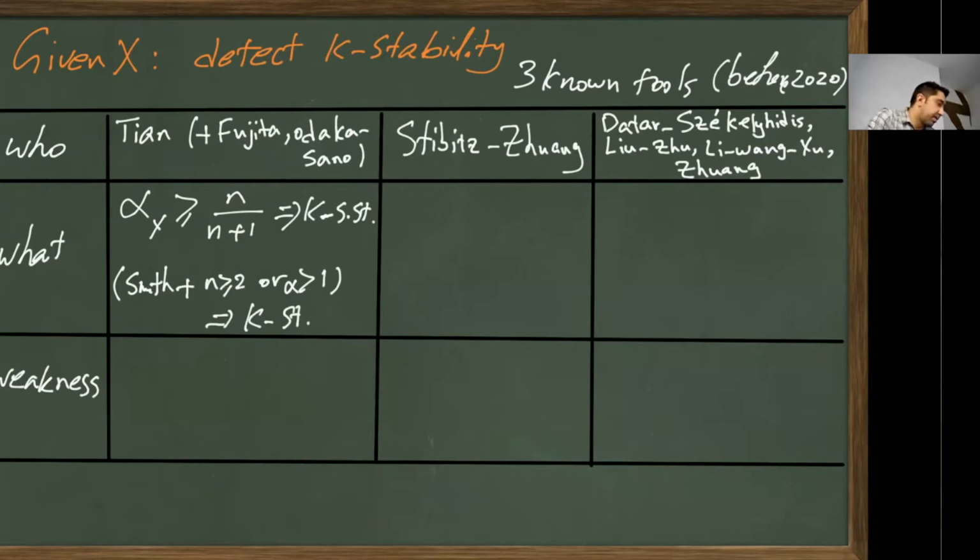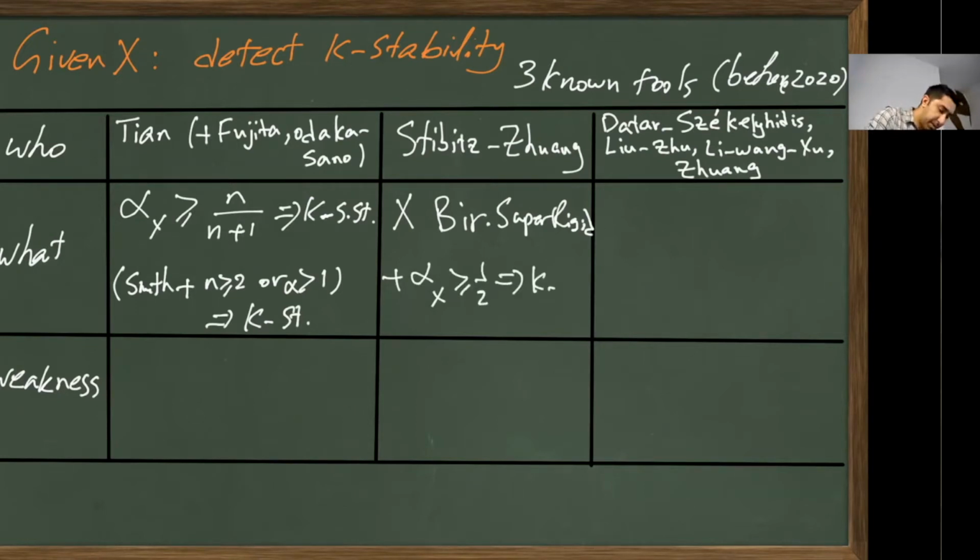The next one was introduced more recently by Ziquan Zhuang, my collaborator. So X is, to use the abbreviation, birationally superrigid. So you assume X is birationally superrigid, and you assume that this alpha X is at least a half. Then you get K-stability. And the proof is actually very cute. I'm not going to show you, but it's really nice.